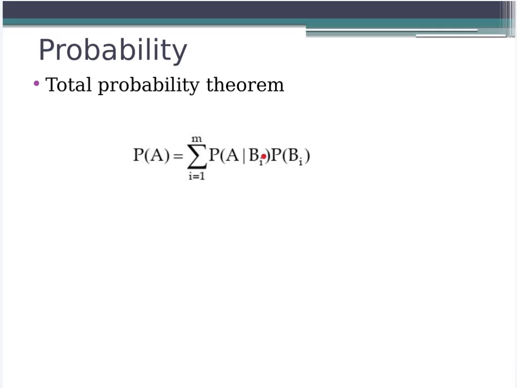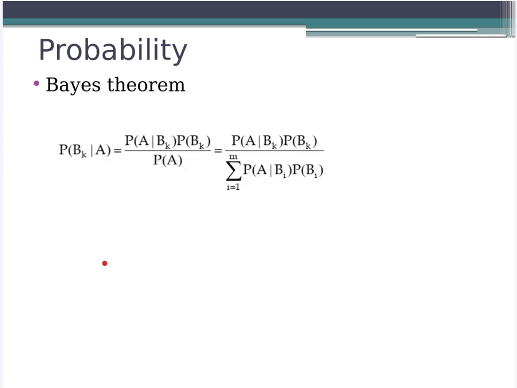We said that the Bi's are the partitions of our sample space, and we prove this formula. In the Bayes' theorem, we said that we use Bayes' theorem when we have the probability of A given B and we need the probability of B given A. In such a situation, we use Bayes' theorem.